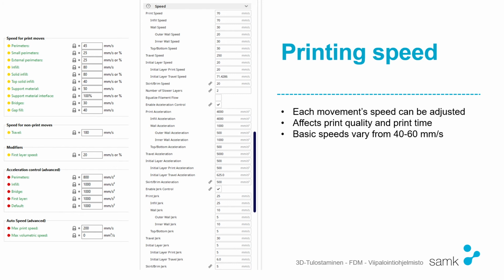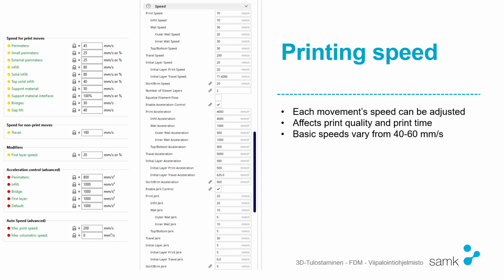Then there's the print speed. You can adjust each and every setting of the print speed. You can adjust the perimeter setting, the infill speeds, the bridge speed, the travel speed. Everything can be adjusted. You can adjust the accelerations. But basic speeds are the ones around 40 to 60 millimeters a second. Those are the basic speeds that you will get good results.